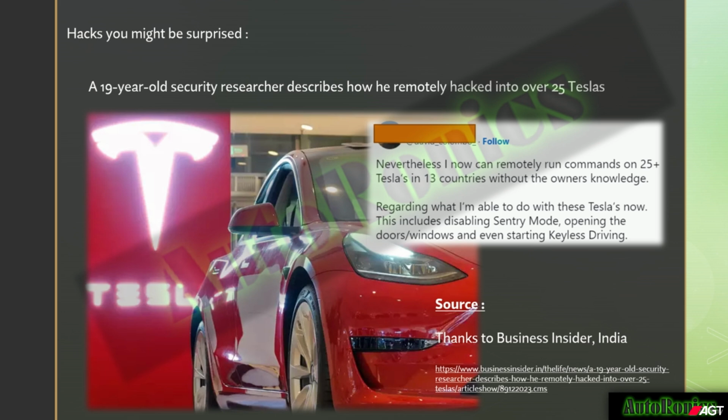Taking a minute to thank Business Insider India, who published this nice article to know more about cybersecurity. So keeping this in mind, we want to discuss some of the standards bodies which help us discuss how we can mitigate these kinds of attacks. We'll see it in the next session.